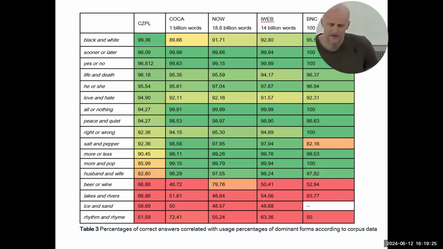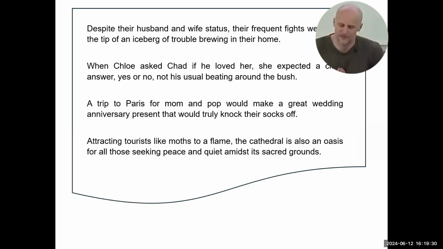Now, in the second part of the experiment, what I did was I presented sentences to my students. Sentences such as, look at the first one: despite their husband and wife status, their frequent fights were only the tip of an iceberg of trouble brewing in their home. On each sheet that I distributed to my students, I asked the students, underline those phrases which you think are fixed formulaic phrases, or those phrases which you think are worth knowing, okay?